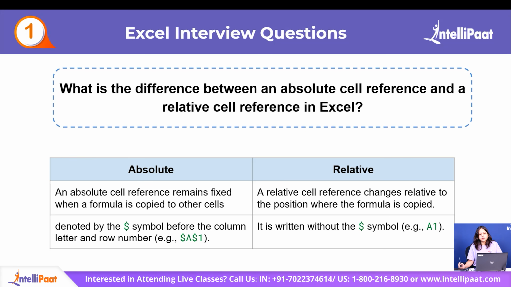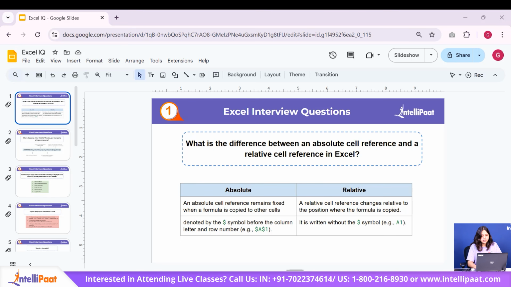Whenever we use an absolute cell reference, we will have to use the dollar symbol before the column letter or the row number. But in case of a relative cell reference, we do not need any dollar symbol. We will directly access the column as well as the row. So let's see how it is going to be implemented in Excel.